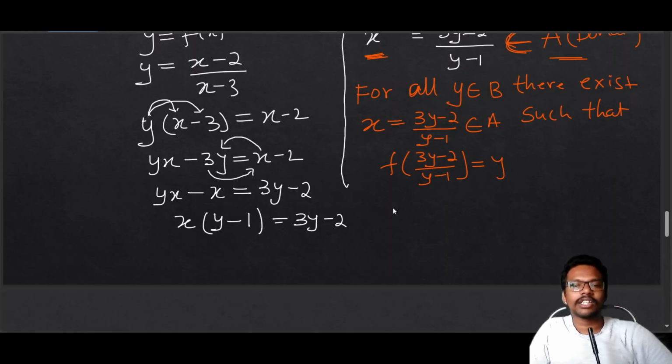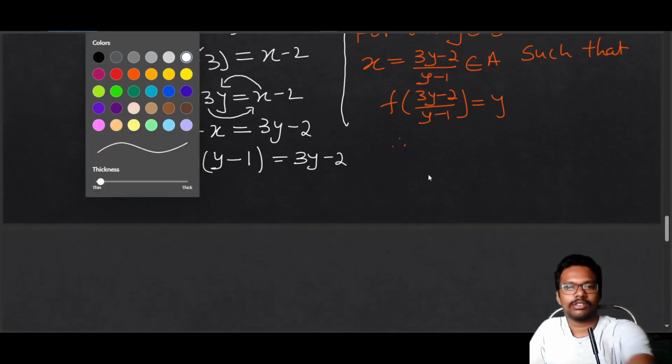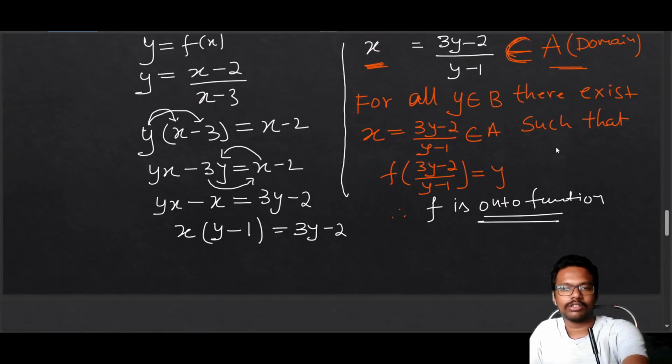After writing this sentence, we can conclude here f is onto. Here f is onto function. I hope you all got this.